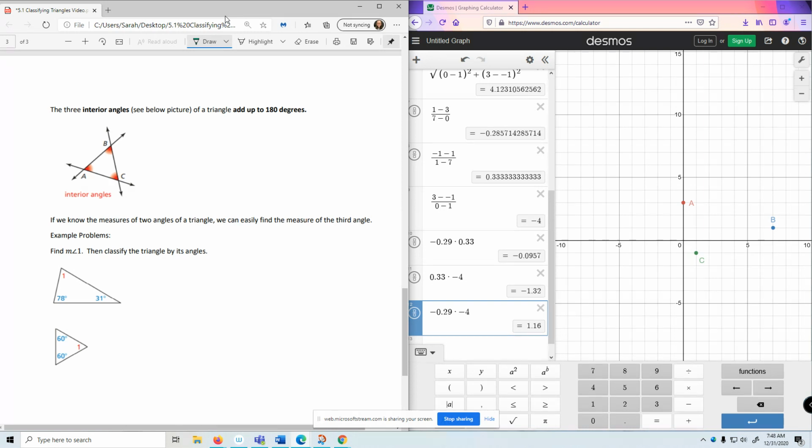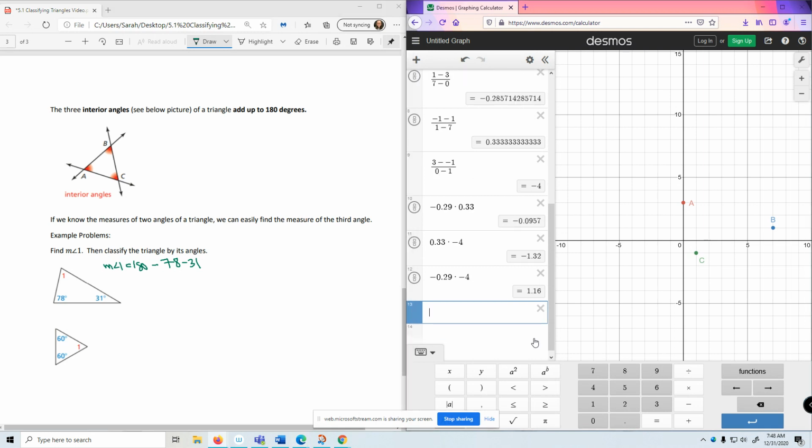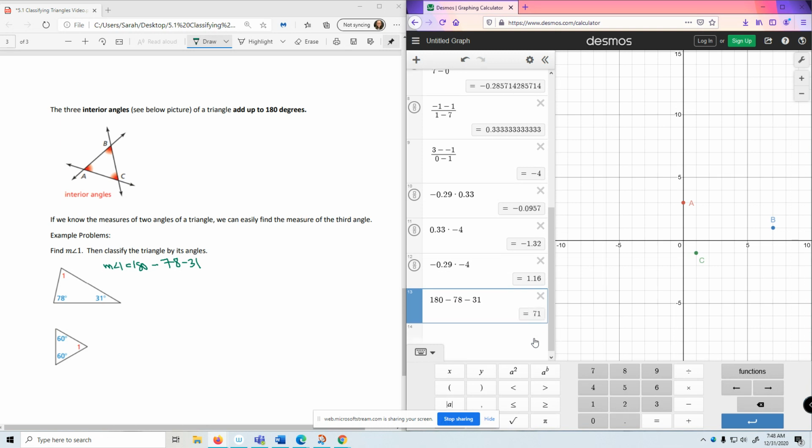So we know that whatever angle 1 is, plus 78 plus 31, has to add up to 180, because those are the three interior angles of this triangle. Another way we can say that is that the measure of angle 1 is going to be 180 minus the two angles we know, minus 78 minus 31. And we might as well just use Desmos to help us with the math there. 180 minus 78 minus 31 gives us that the measure of angle 1 is 71 degrees. And so I'm going to mark that just so we have it in context there.